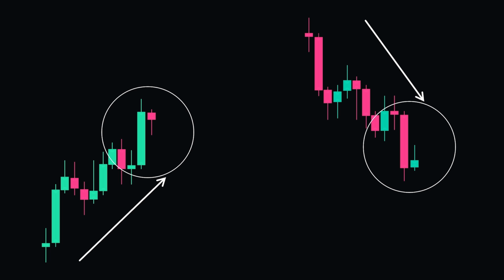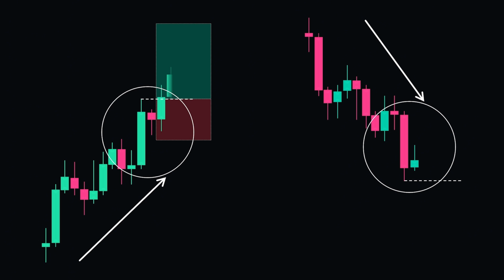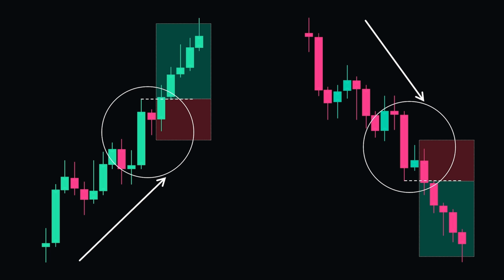We trade inside bars as a continuation setup. First, we identify a strong trend. Then wait for the inside bar to form. After the pattern forms, we enter on the breakout of the inside bar. In an uptrend, we look for a buy after the breakout to the upside. In a downtrend, we look for a sell after the breakout to the downside, and our target is the next key level in the market.